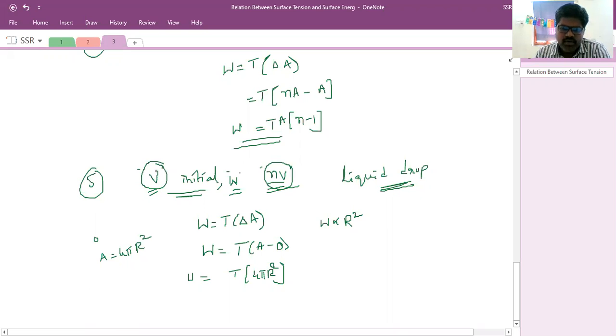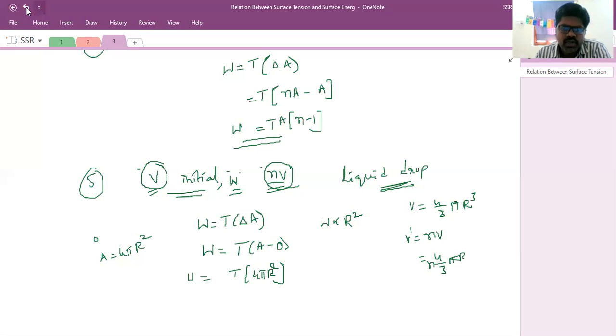You can imagine it like this. Work done to form a V volume of drop is W. Then consider the work done to increase from V volume to NV volume, N times of V. It may be 10 times of V, or you can take 100 times of V. Then what is the work done? Simply, first take volume V equal to 4/3 pi R cube. Now the new volume V dash is equal to NV, that is N times 4/3 pi R cube. This is the new value.